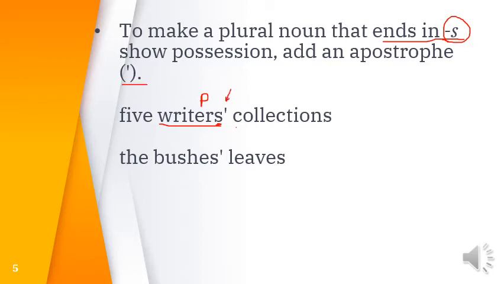Okay, the bushes' leaves. Now I have this word bushes. So I look at the last S. Is it a plural S or a part of the word? I know the word is bush, this small tree, and it ends in SH. So if I want to form the plural, I add ES. So this ES is the plural S. So if I have a plural S, what do I add? Apostrophe only. Here, this is an apostrophe only.